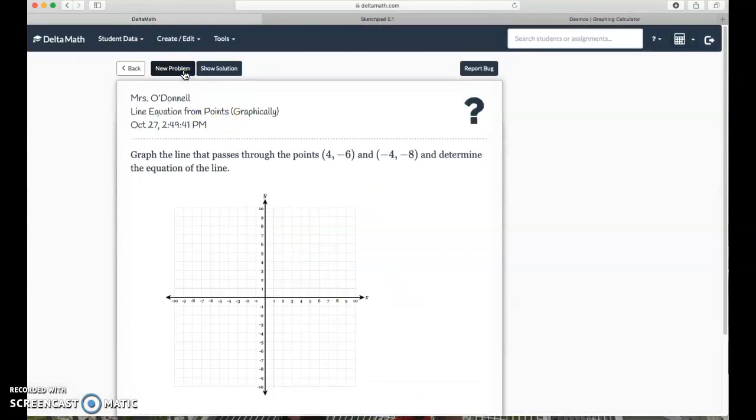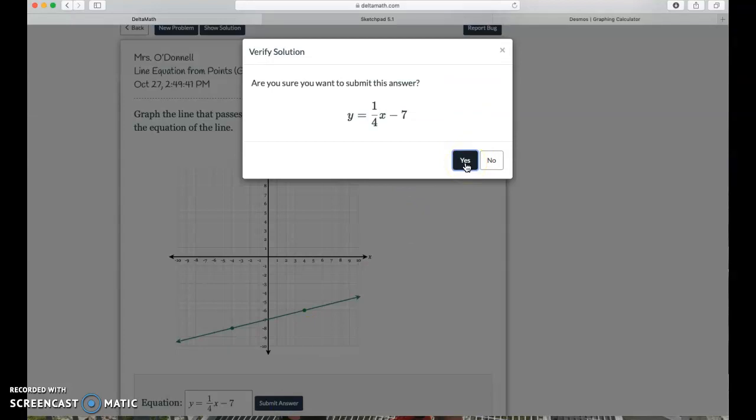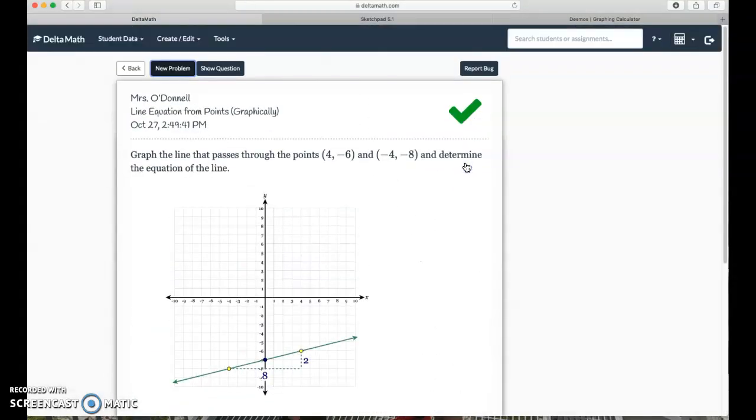Let's do one more. (4, -6) and (-4, -8). All right, so let's see here. I've got a y-intercept right there at -7, so I've got y equals, it looks like my slope is up 1 over 4, up 1 over 4, so 1 over 4 x minus 7. That should give me my equation in slope-intercept form. Cool, and they liked it. All right.